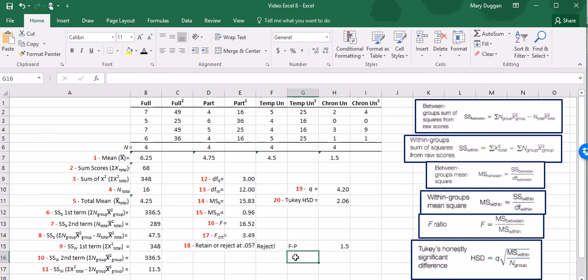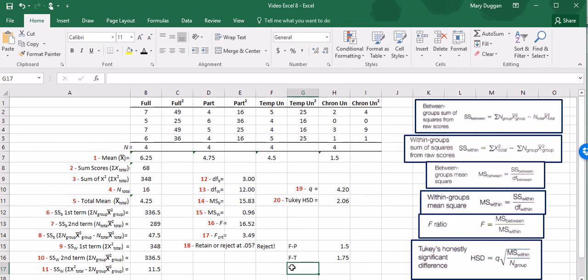Let me try another one. Full-time people to the temporarily unemployed. Make that a T. So we're going to go equals full-time minus the temporarily unemployed. And that difference is 1.75, and we still do not reach the Tukey HSD of 2.06. So there's not a significant difference between full-time employed people in their marital satisfaction and temporarily unemployed people.